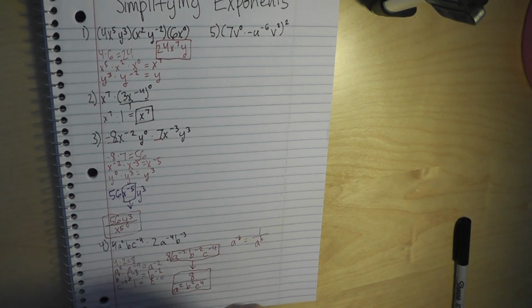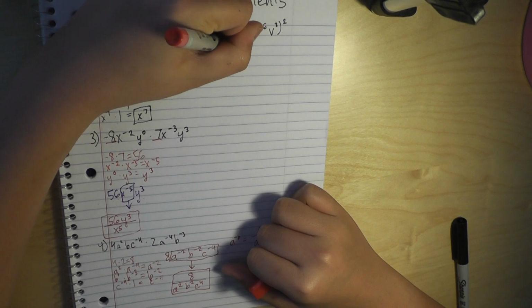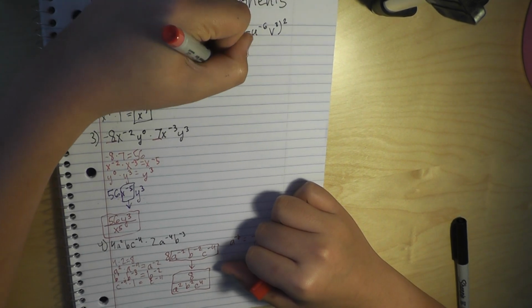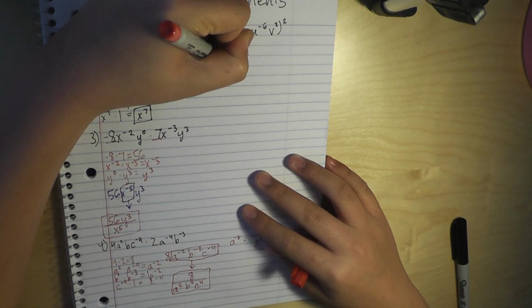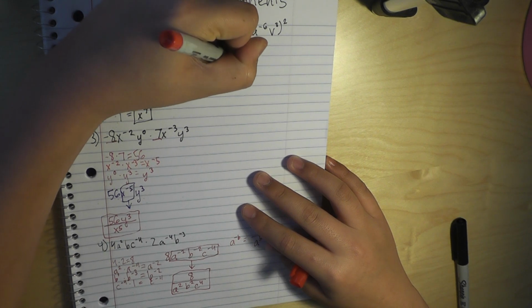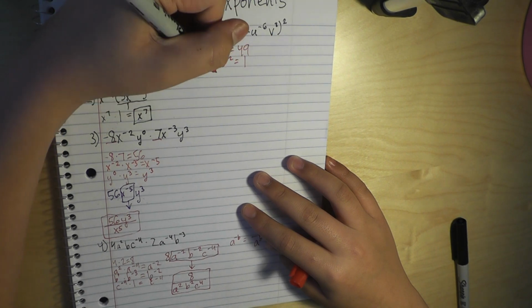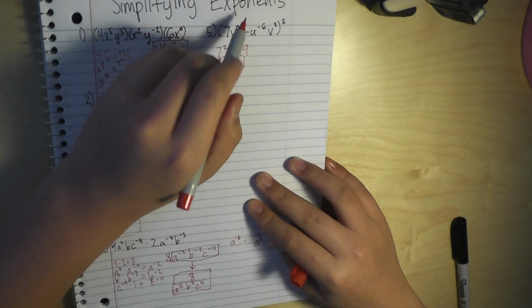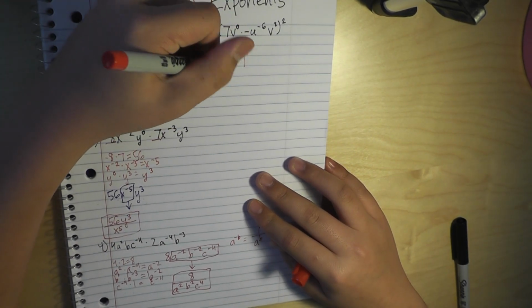Alright, so 7 squared is 49. V to the power of 0 squared is just equal to 1. So it doesn't matter because it's basically just 7 times 1. So it's all the same thing.